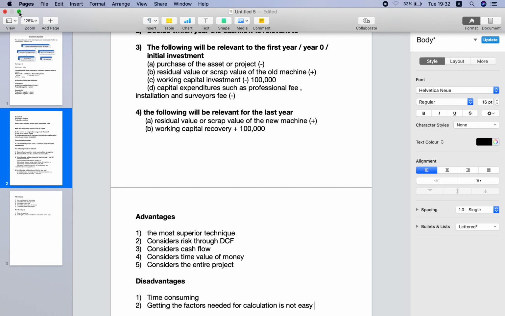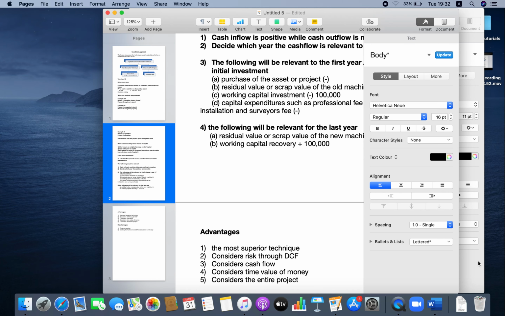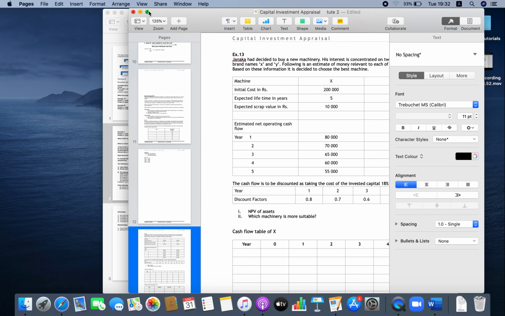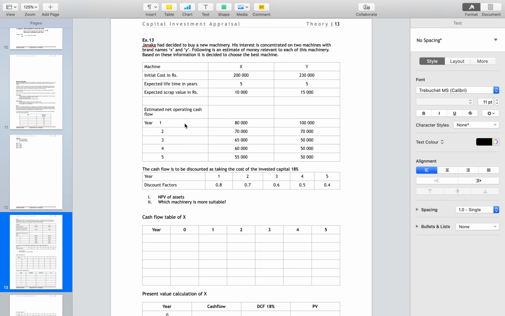Right, so guys, we'll start off with what you can say. So I want you to take your tute. Go to question number 13. We will do a very straightforward transaction. Look at this one.